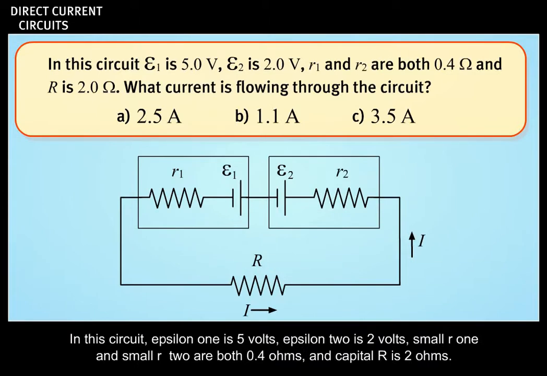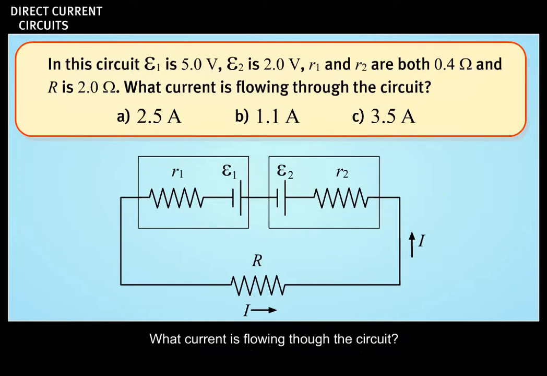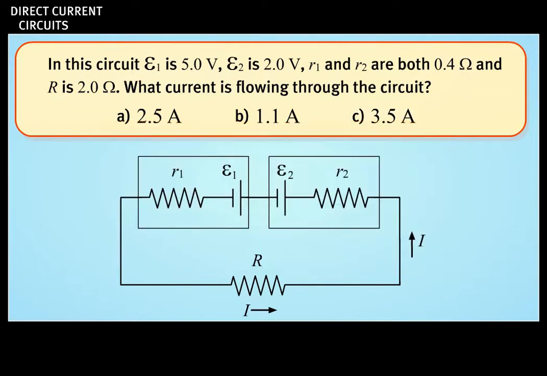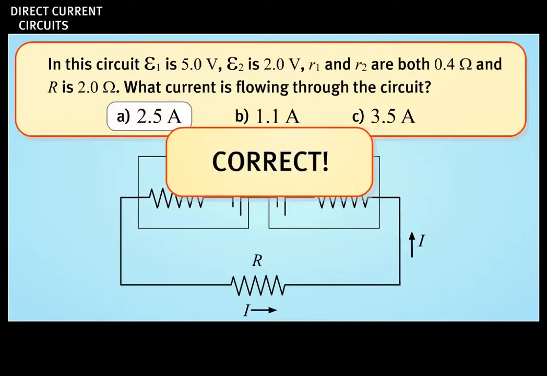In this circuit, epsilon 1 is 5 volts, epsilon 2 is 2 volts, small r1 and small r2 are both 0.4 ohms, and capital R is 2 ohms. What current is flowing through the circuit? Try again. Correct.